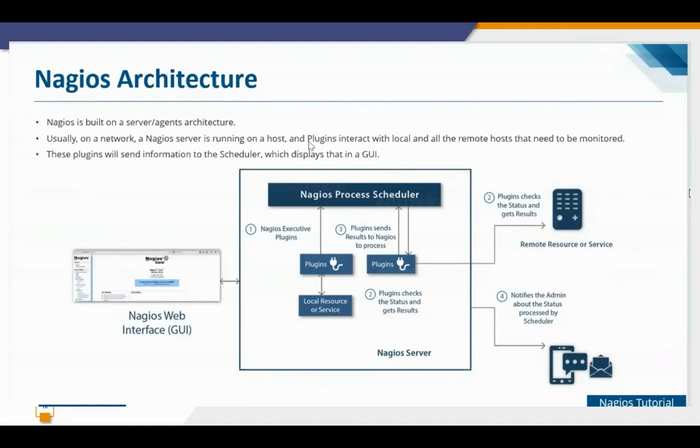Local host is the current host in which you are logged in. Remote host is the host to which you are trying to connect from the local host. And these plugins will send information to the scheduler, and that information is displayed in the GUI.